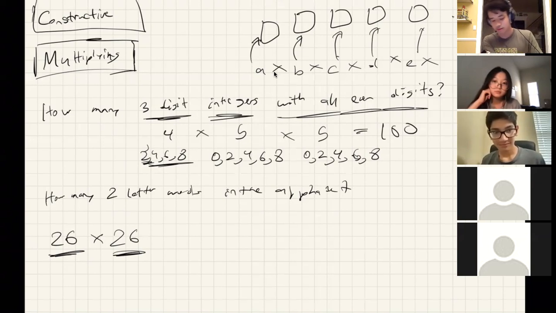So this is constructive counting, and constructive counting, you can think of it as being all about multiplication, right? You're multiplying one element, then multiplying another element, then multiplying another element of the thing you're counting about. Yeah, you can think of it.